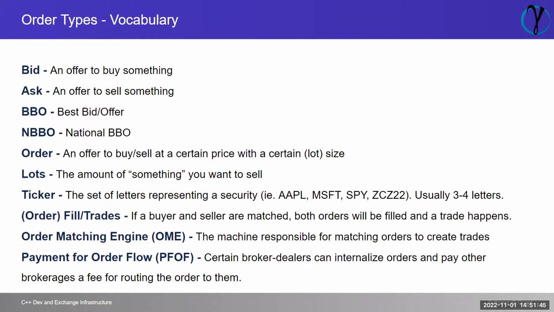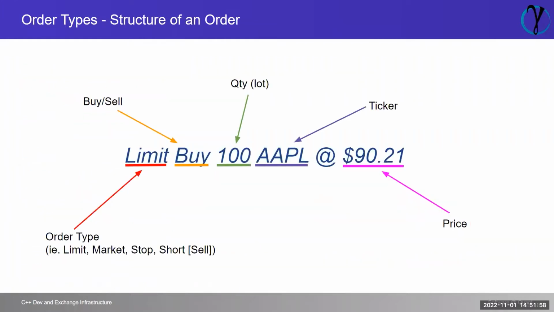And there's a fee. Citadel pays a fee to Robinhood for this service, and you can actually check how much Robinhood makes off this. I think it's like 10 million-ish every year that they make just off of PFOF. So, yeah. Here's the anatomy of an order.